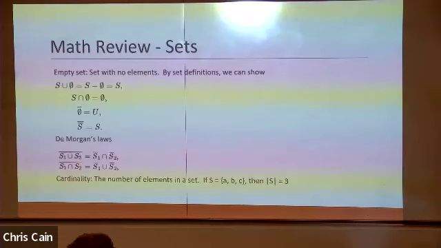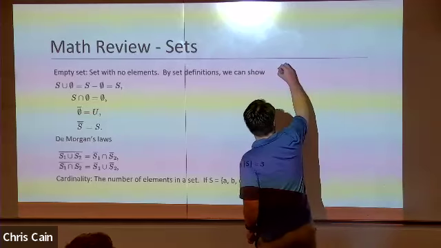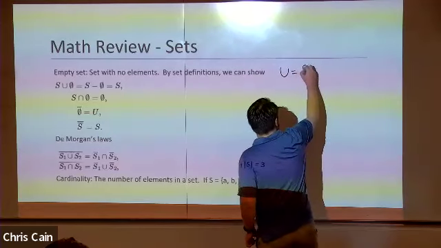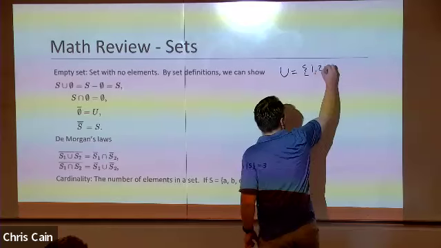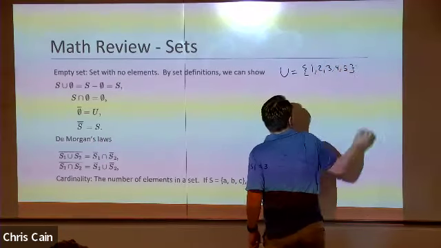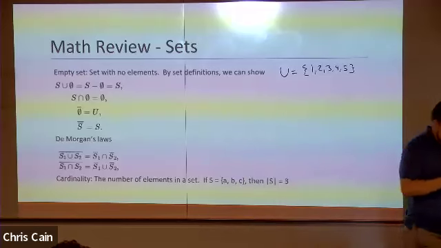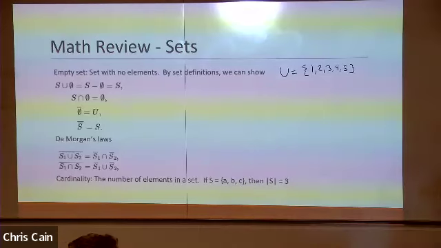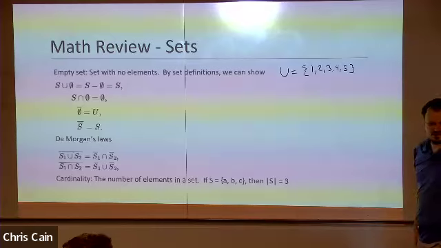So, set complement. Let's start with a nice small universe so that the set complement doesn't end up being massive or infinite. So we're going to set our universe to be the set of 1, 2, 3, 4, 5. This is everything in the entire universe.